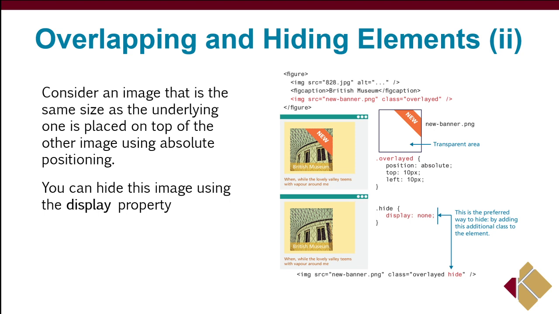Okay? The preferred way to do it is by doing display none. The even more preferred way to do it is by making a CSS class that's like hide or hidden or no view, whatever you want to call it, and then sticking that as display none, and then adding that to your class list for your elements. So down here at the bottom, you actually have your image tag where it's got the image source, new banner.png, class, overlaid, which is your positioning class, and then hide.